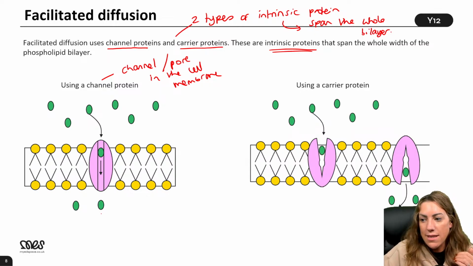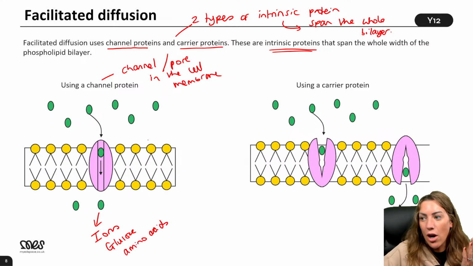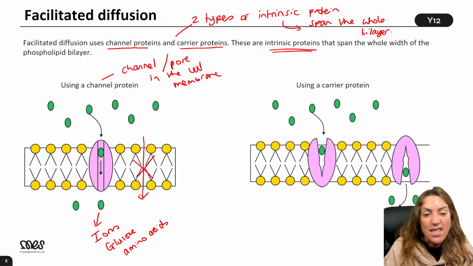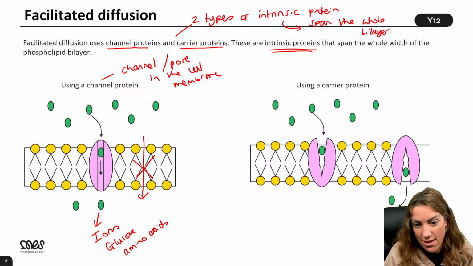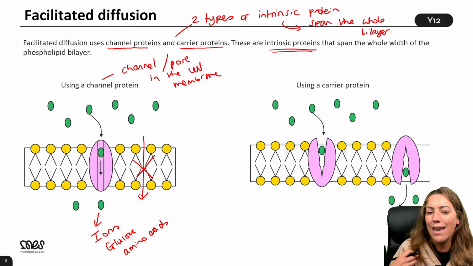So these substances might be ions, they're charged, they might be too large, it might be glucose, it might be amino acids. They cannot diffuse through the phospholipid bilayer. They can't do that, okay? So instead, they're going through a little channel that's provided for them. It's facilitated diffusion. It's allowing them through.